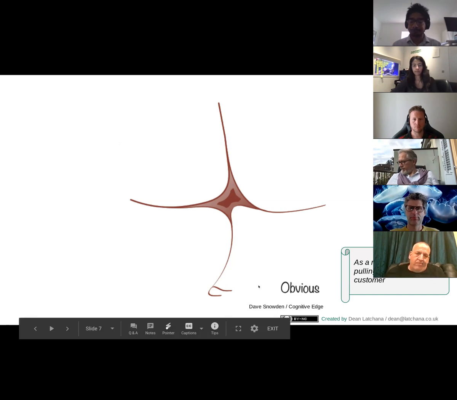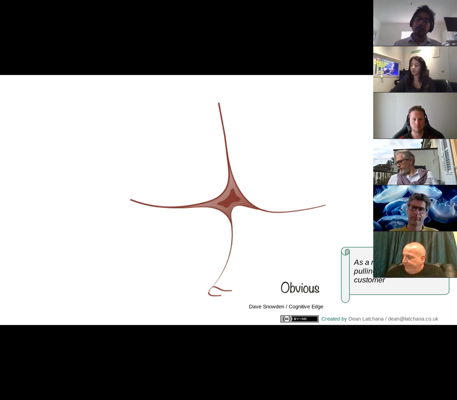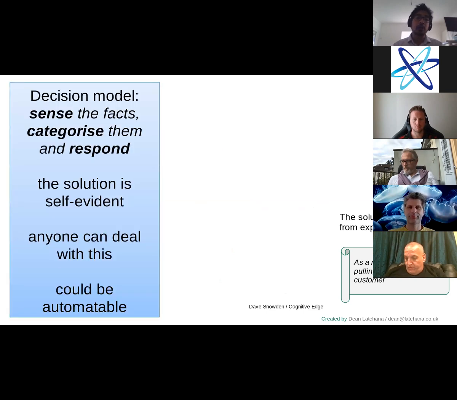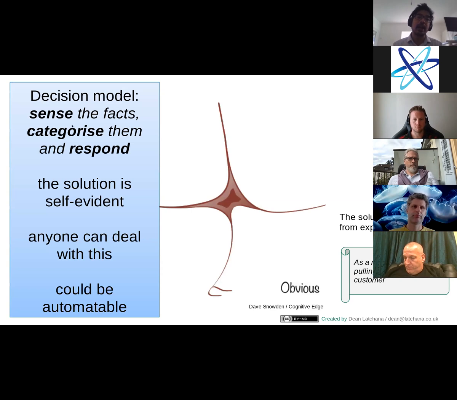So the obvious domain is the first one. And let's suppose that we're a pub manager who's looking after a pub. We've got customers and we've got our staff. So this scenario here is a pub manager. A customer walks up to the bar and asks for a particular beer, a particular pint of beer. That's a fairly obvious response to that. We've done this kind of thing 10,000 times before. The environment hasn't changed, so we'll be able to serve that customer quite easily, fulfill that transaction. So the decision model here is that we sense the facts, we categorize, and we respond. The solution is self-evident.